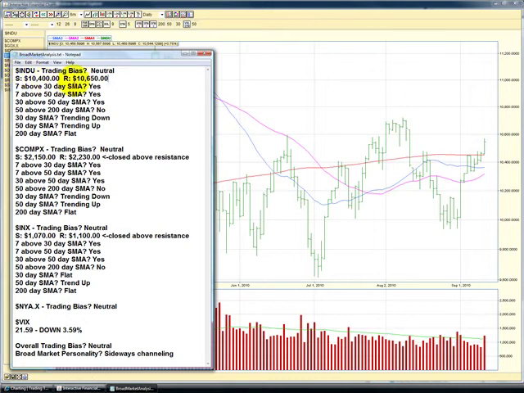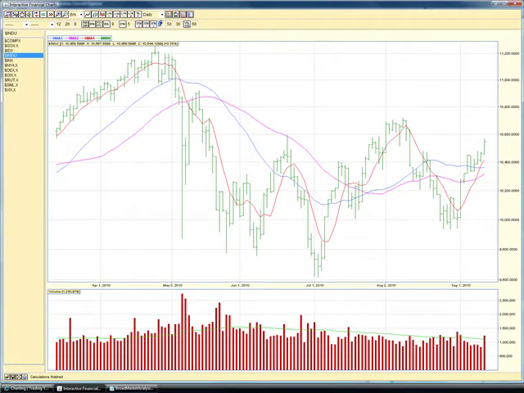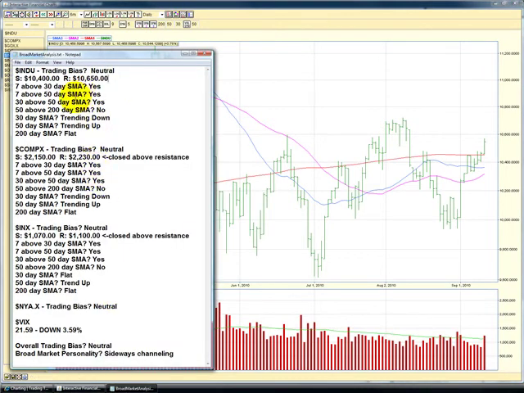So the 7 is above the 30-day, 7 is above the 50-day. Let's make sure. I doubt that anything has changed. Yep. And actually price is clearly above the 200. That was significant. 7 above the 30, 7 above the 50, 30 above the 50. 50 is not quite yet above the 200, but it is starting to aim up there. The 30-day is trending up. It's flat. And the 50-day is clearly trending up.